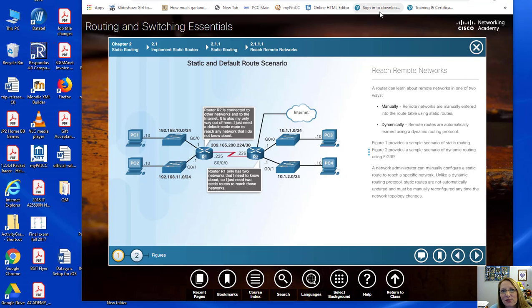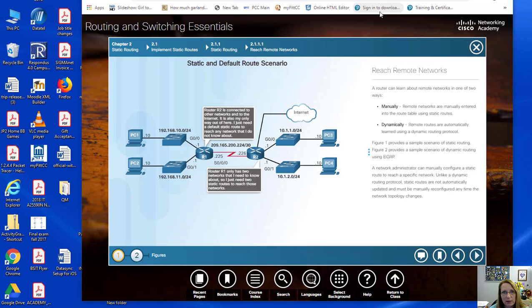Today I wanted to take a few minutes to talk to you about static routing. So why do we need to learn about static routing? Well, a router actually builds routing tables, and a router can learn about routes in order to build the routing tables based on static routing or dynamic routing.